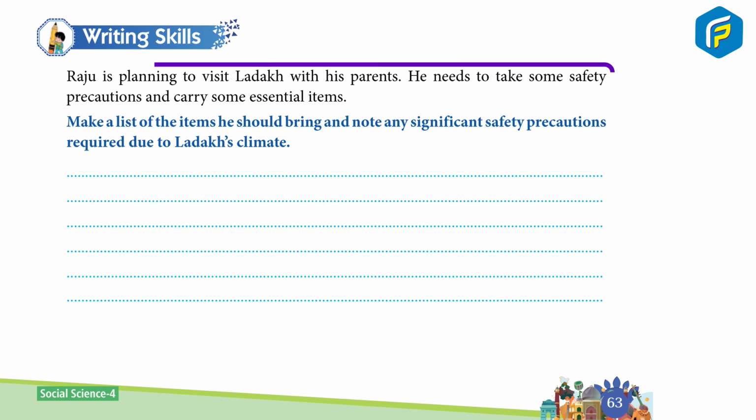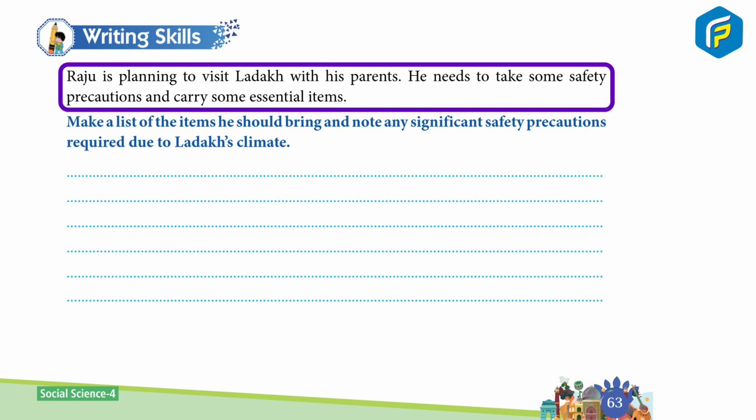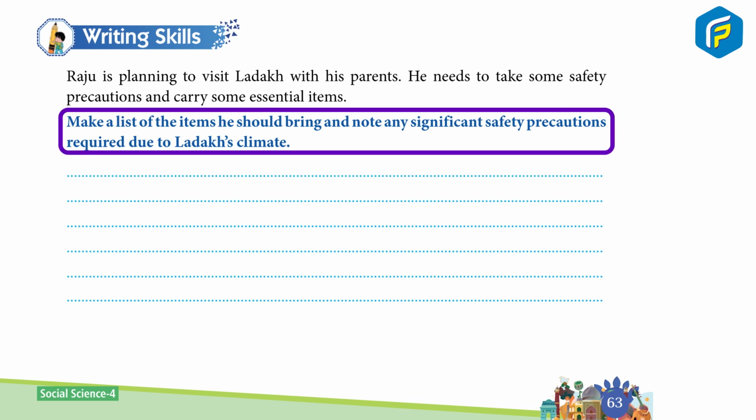Writing skills: Raju is planning to visit Ladakh with his parents. He needs to take some safety precautions and carry some essential items. Make a list of the items he should bring and note any significant safety precautions required due to Ladakh's climate.